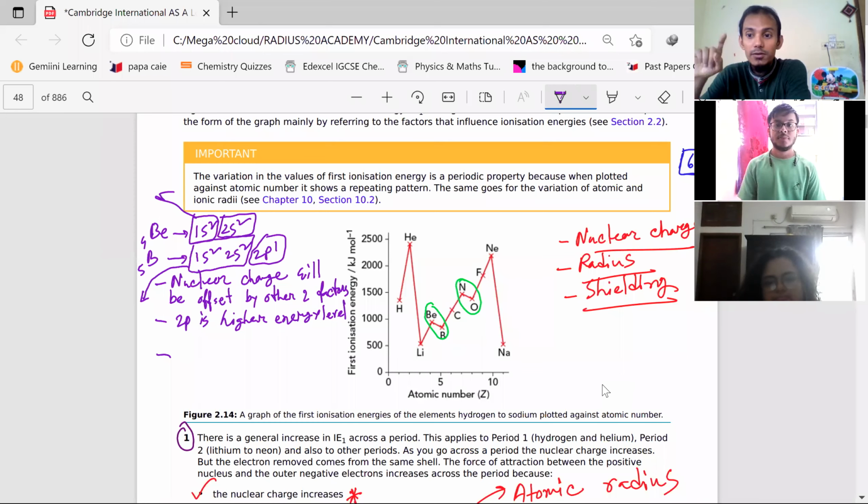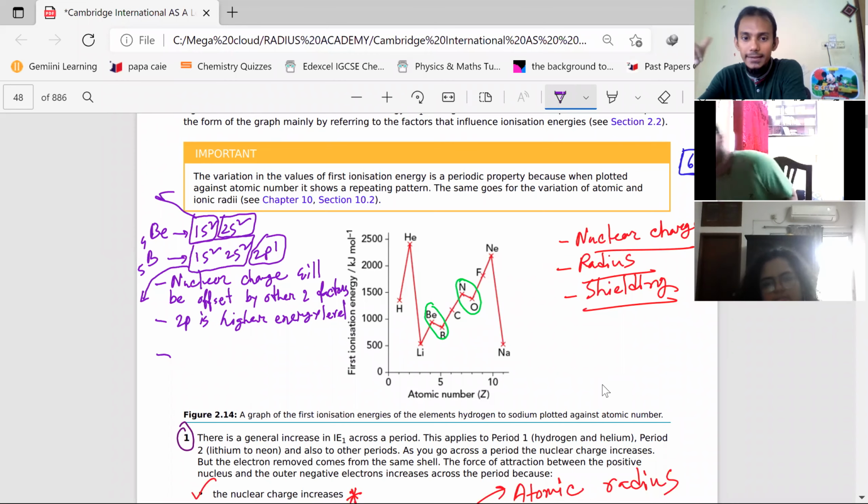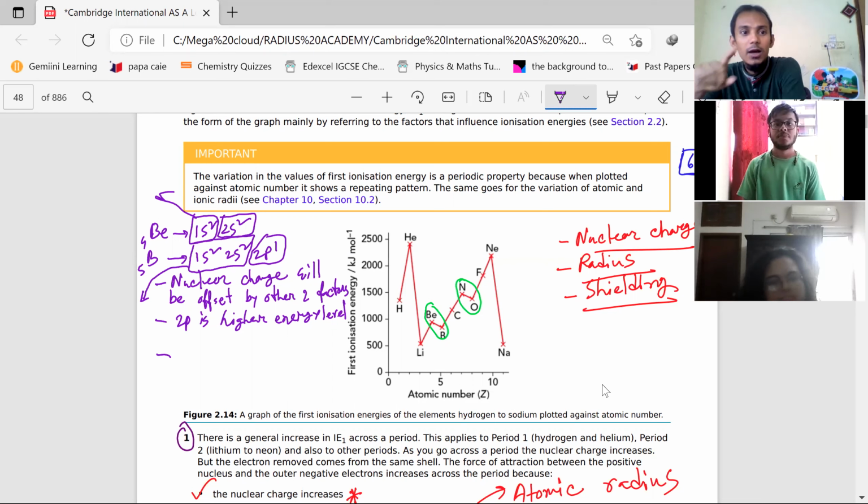The drop is minor. There is no dramatic drop. The increased nuclear charge will be offset by two other factors. First, 2p is a higher energy level than 2s in boron, so the electron will be removed from the 2p subshell of boron. Second, the 2p electron gets shielding from 1s2 and 2s2, whereas the 2s2 electron in beryllium gets shielding from only 1s2.